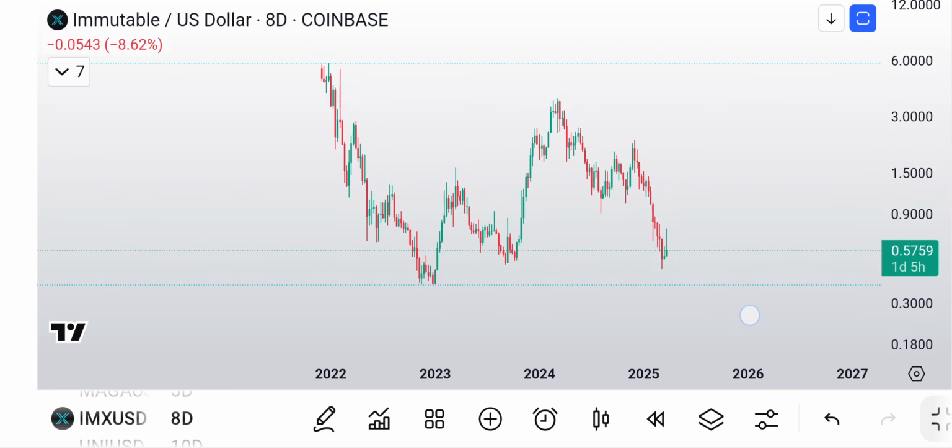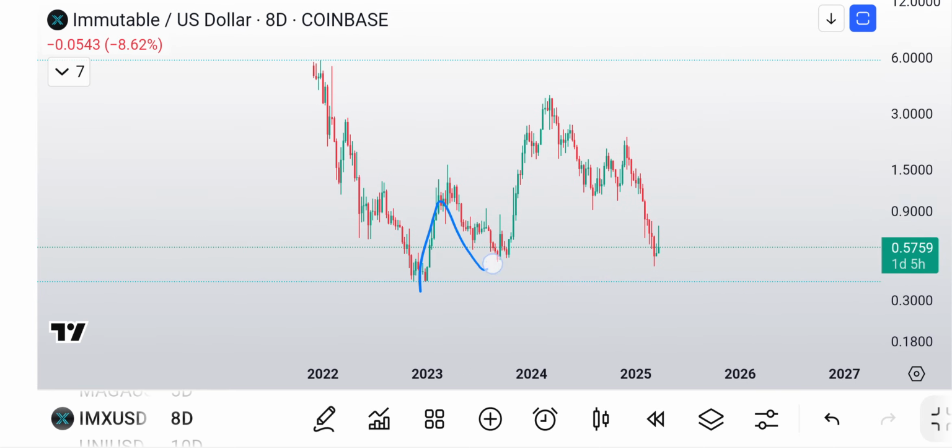I'm just scouting around the rest. Okay, look at IMX. You have 3 waves up and you have 3 waves down. This is exactly the setup you would want to see, and you're right here at that support level.